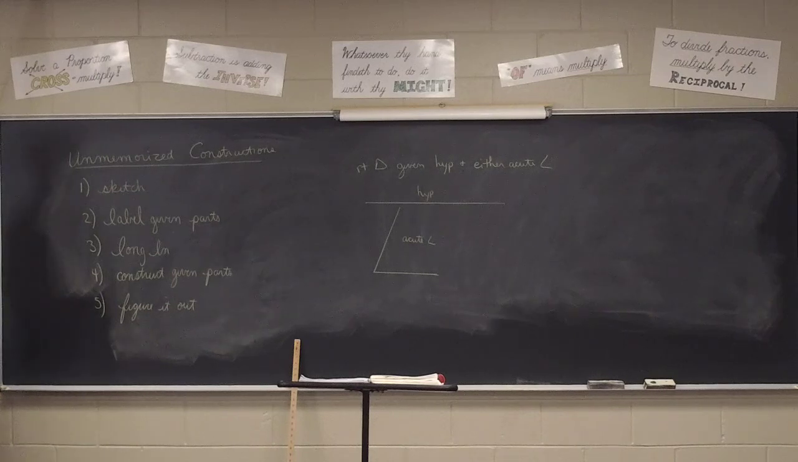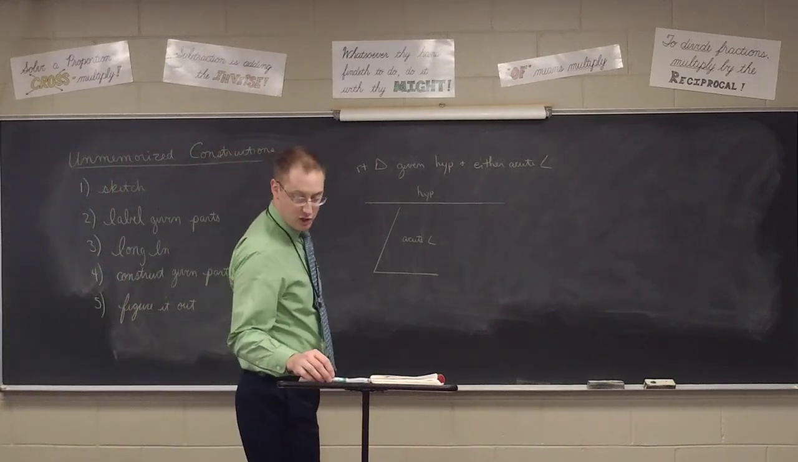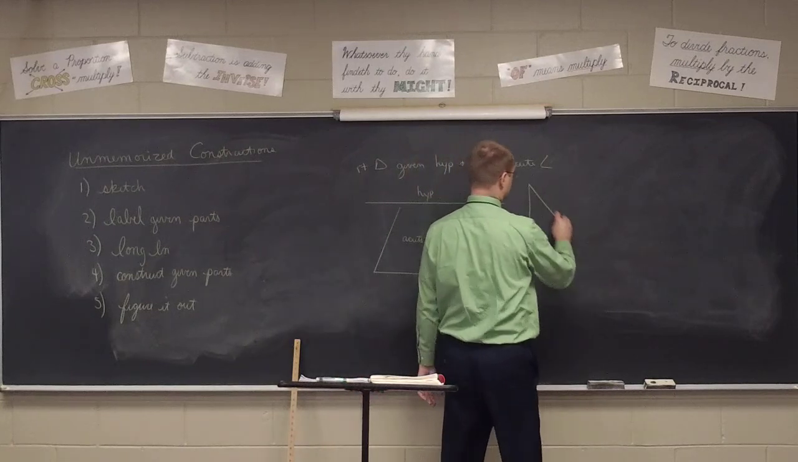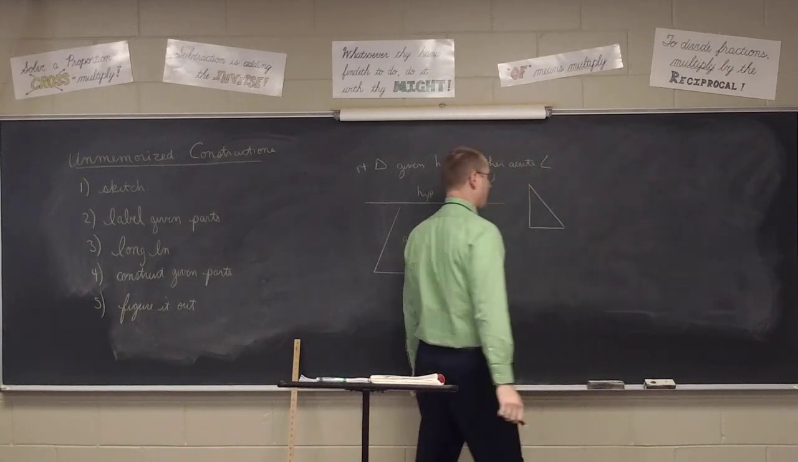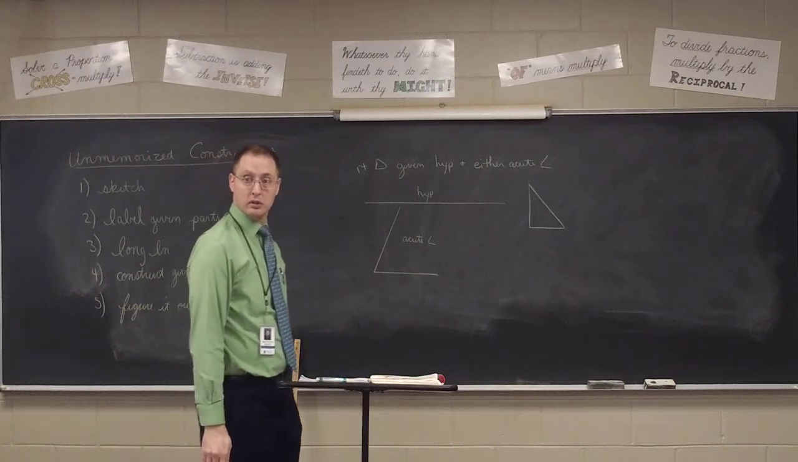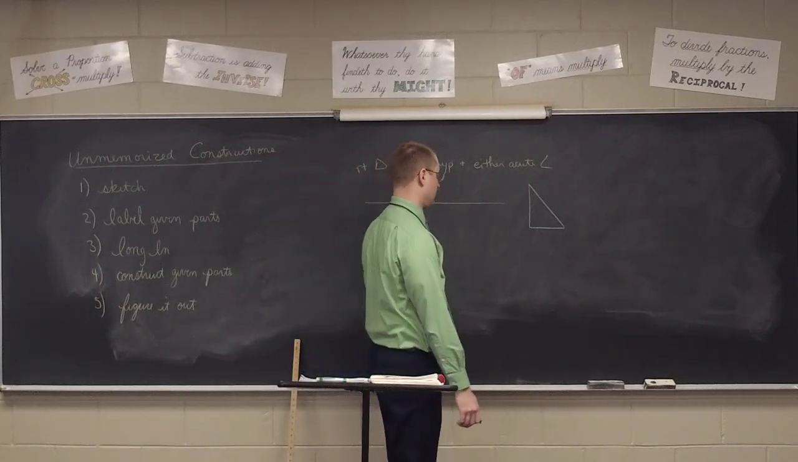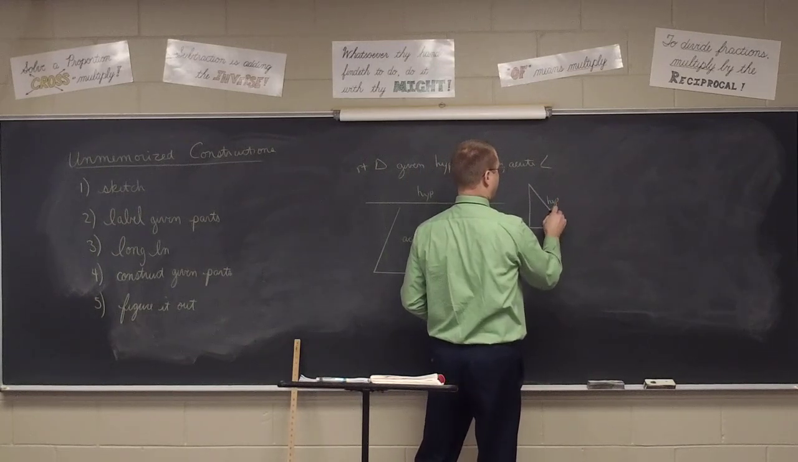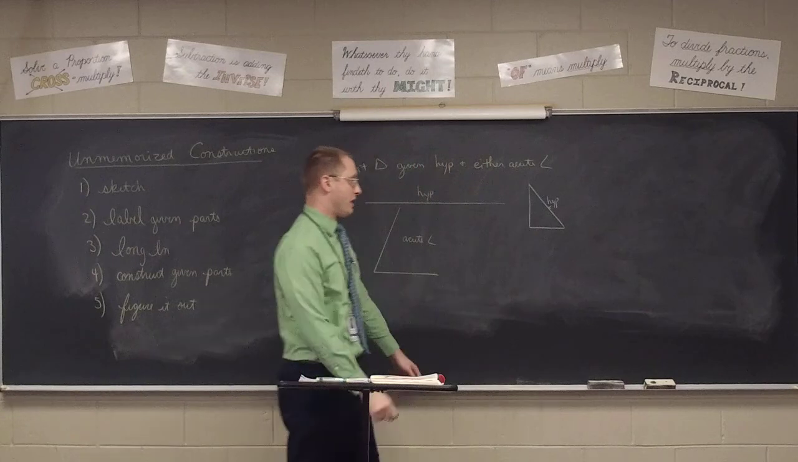Well, first thing I need to do once I've got all my given stuff down, class, is start by making a sketch. What do I sketch? A right triangle. And what do I know in my right triangle? The angle in the base, like the hypotenuse. The hypotenuse, okay? I know the hypotenuse. This line right there. I know that.